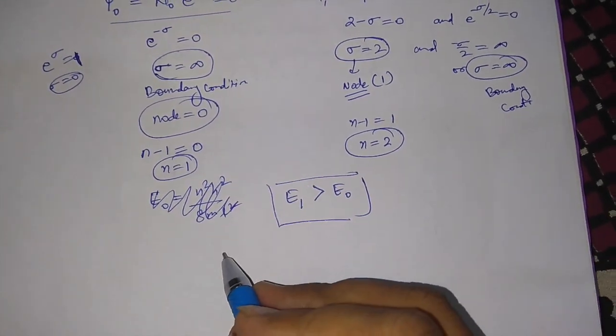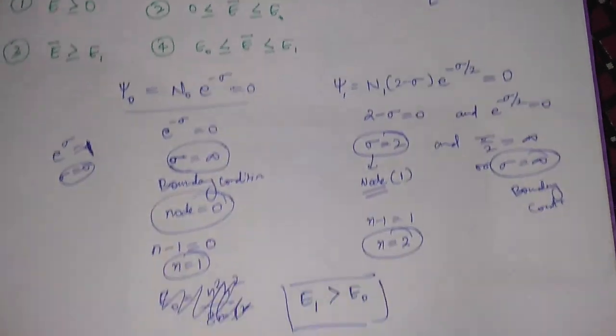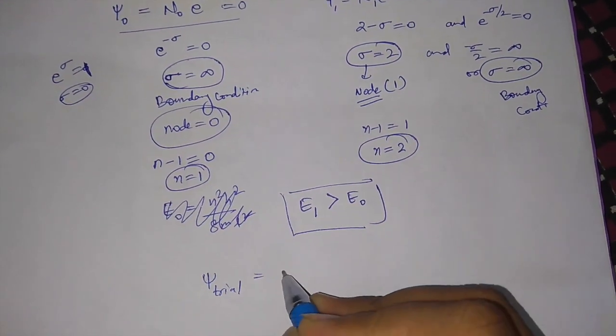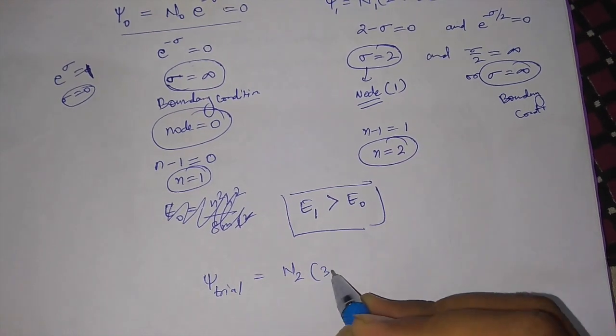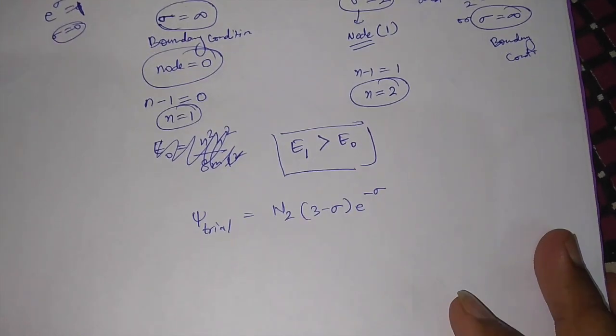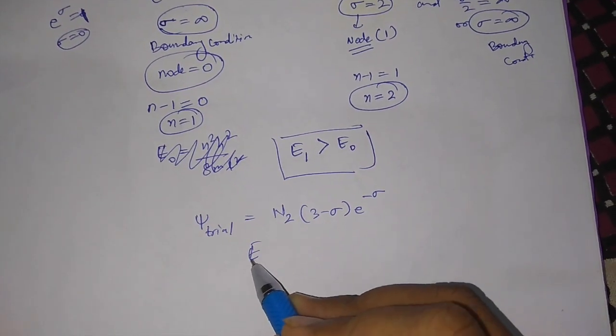Now there is one more which is given to you as a trial wave function, that is n2. You have psi trial as n2, then 3 minus sigma and e to the power minus sigma. If you want, you can calculate it also. If you don't want to calculate, just write down that you are getting an average energy over here, that will be E bar.